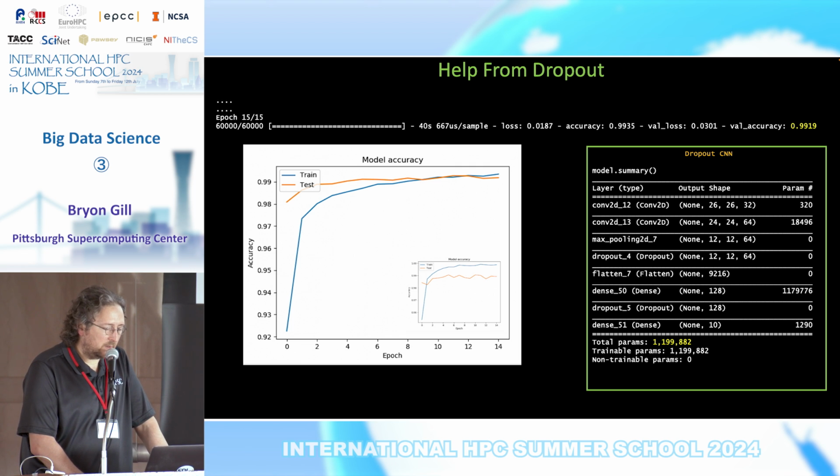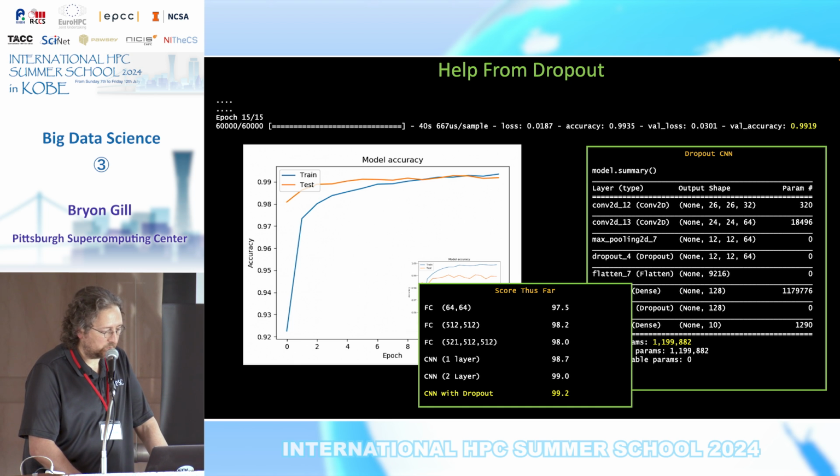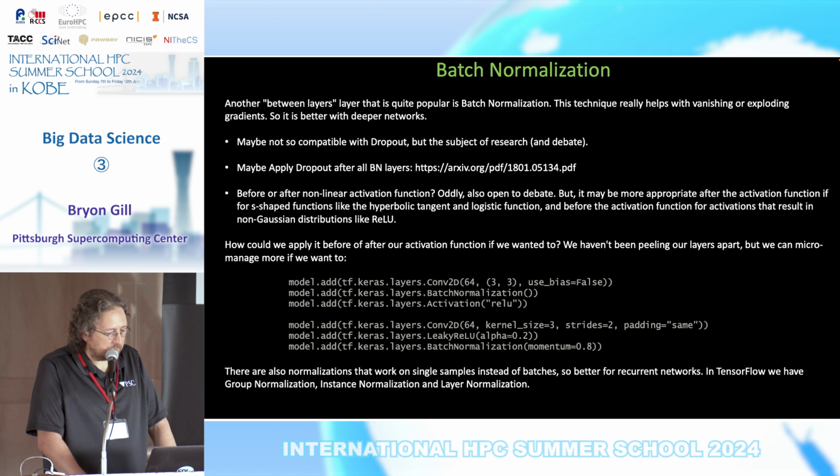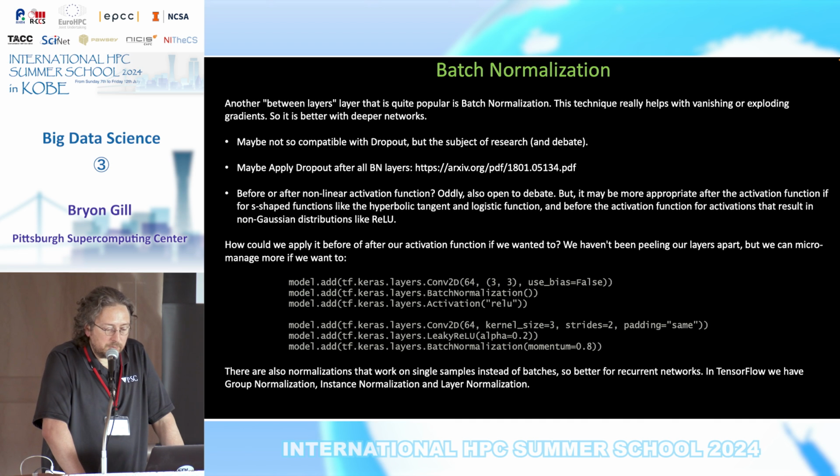And that dramatically closed this gap for overtraining here. We're up to 99.2% accurate, just from playing with these hyperparameters and adding some functions. Batch normalization: we can normalize results between layers this way and improve results by avoiding vanishing and exploding gradients.